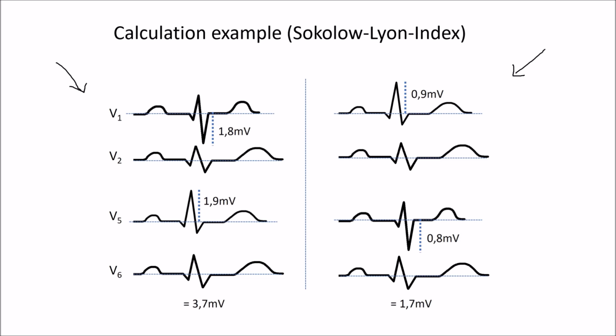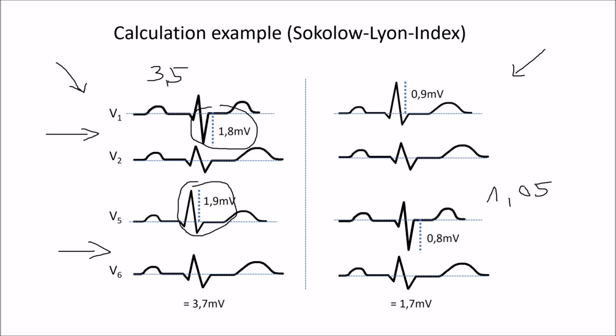First we look for the largest S wave in the leads V1 and V2 and the largest R wave in the leads V5 and V6 respectively. Then we measure them and add them up. If the sum is more than 3.5 mV, the Sokolow-Lyon index is positive. Let's go to the right side. Here we have to choose the largest R wave in V1 or V2 and the largest S wave in the leads V5 or V6 and measure it. If the sum is more than 1.05 mV, then the Sokolow-Lyon index is positive.